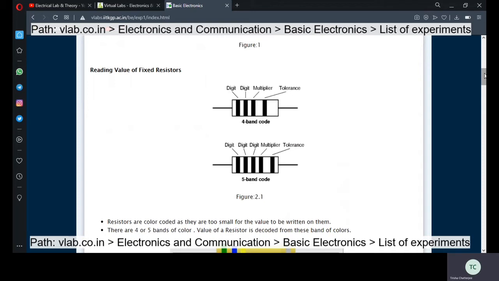Also there is another resistor which will have 6 band codes marked on its body. If you find some resistor having 6 bands on its body, then the 6th band is for temperature coefficient, which is not included in this video or in this experiment. So it is extra knowledge that I am giving to you. That is, the 6th band is for temperature coefficient. Some resistors may have a temperature coefficient.